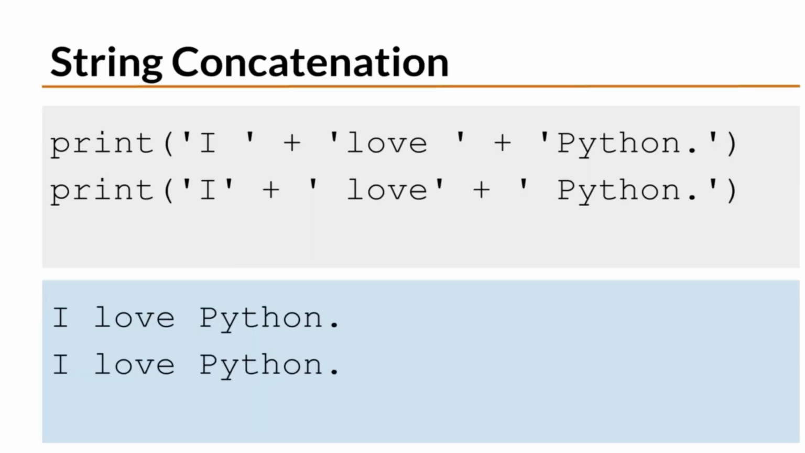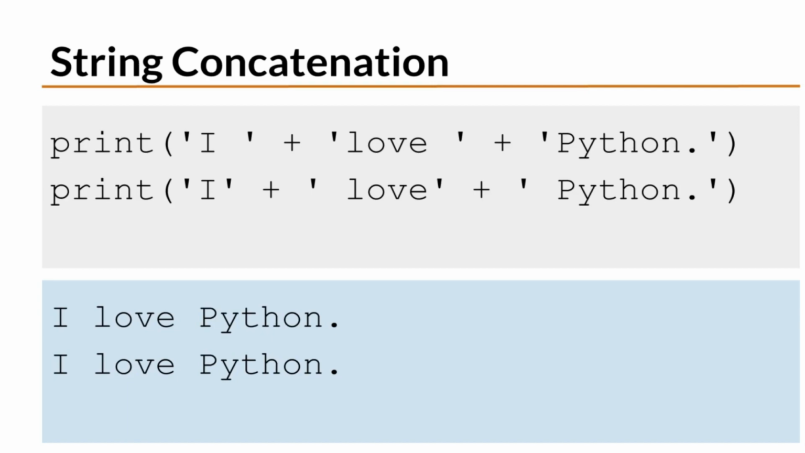To concatenate or combine two strings, use the plus sign. You can think of this as adding strings together. You can concatenate multiple strings by using additional plus signs in strings. In this example, notice how spaces are included in the strings. String concatenation only combines the strings as they are.